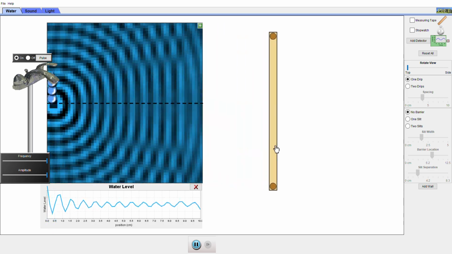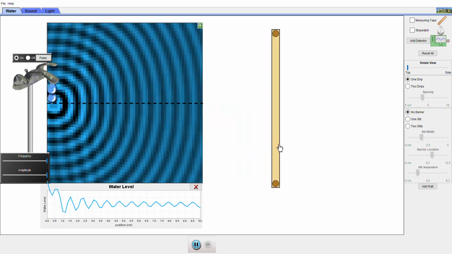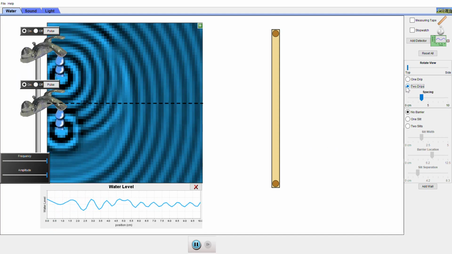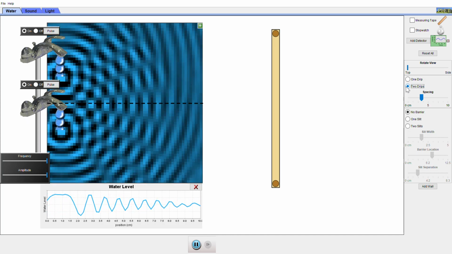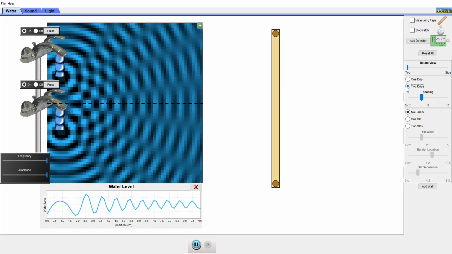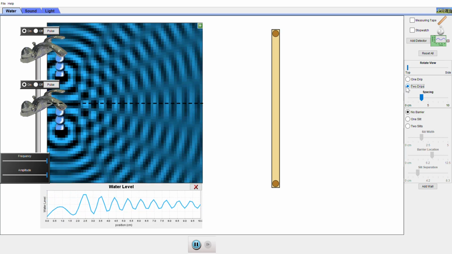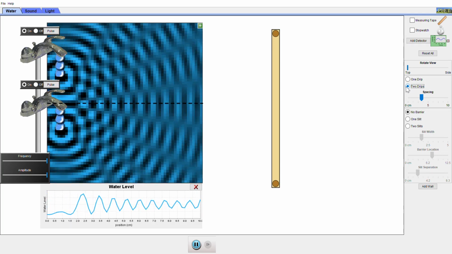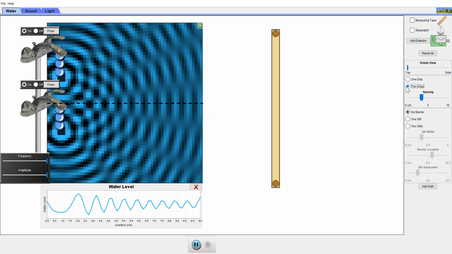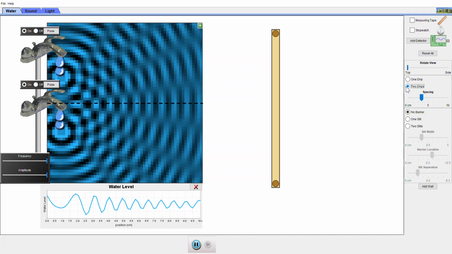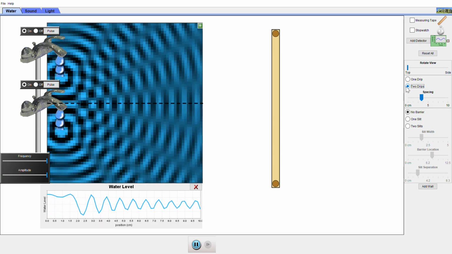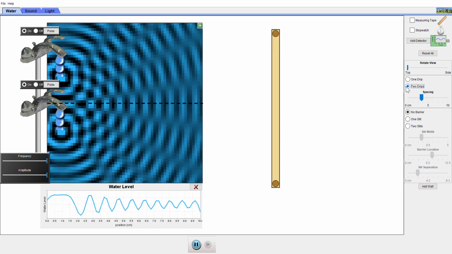I'm going to remove this barrier. I'm going to grab a second faucet here. And now we have 2 sources of waves. And those waves again are going to combine, they're going to interfere with each other, and some of the wave peaks are going to meet with some of the wave troughs and cancel each other out, and some of the peaks are going to combine with other peaks and make even greater waves. So there could be some destructive and constructive interference going on.